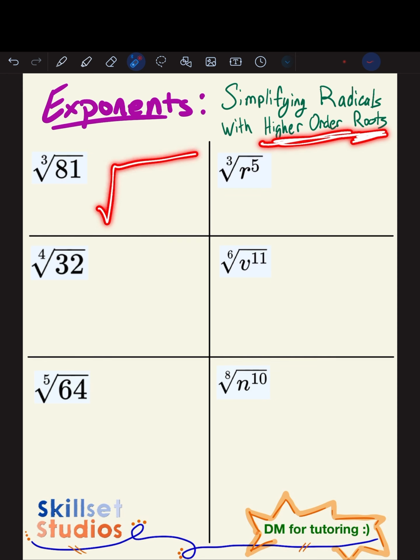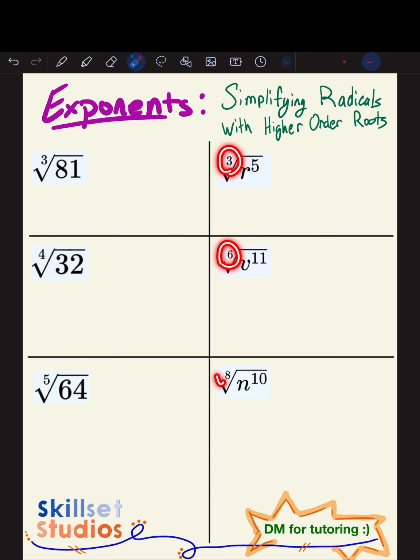And if you remember from the square root video, there's an invisible 2 in the little hook, and when we're talking higher order roots, that just means we have a larger number than 2 in that hook of the radical. For instance, third root, fourth root, and so on. And notice we have 3 examples simplifying numbers and 3 examples simplifying variables.